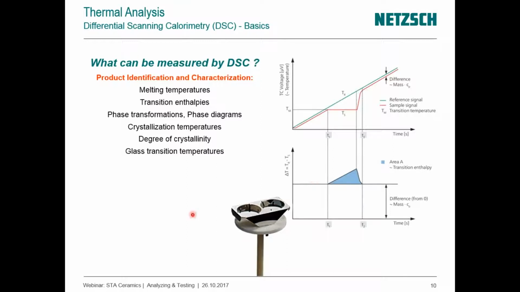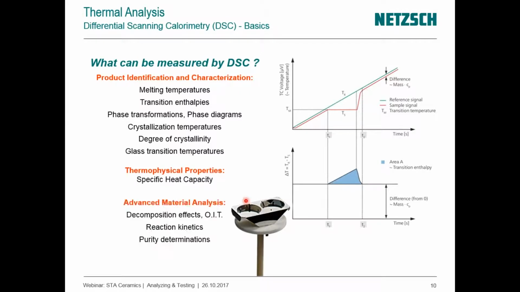With the help of this kind of method, we can analyze different kinds of things. First of all, we can identify and characterize samples or products. Here, we typically characterize the energetic or caloric effects of, for instance, melting reactions, so transition enthalpies. At the same time, we of course see the temperature where these transitions occur, like for instance the melting temperature, and therefore can combine these things into phase diagrams.